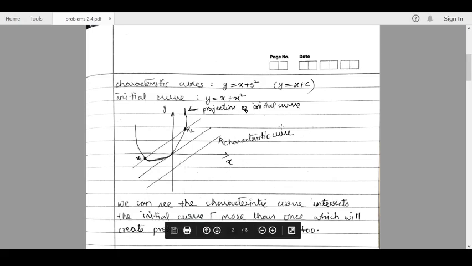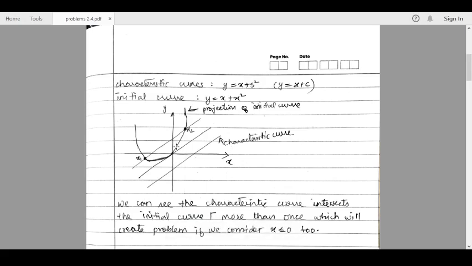Now we see that the projection of the initial curve and the projection of the characteristic curves intersect at more than one point, because if you consider this characteristic curve, it intersects the initial curve at x2 as well as at x1. But here we have considered the region in which x takes all the values. So x is greater than 0, x equal to 0 and x negative. x can take any value. But in the last problem we see that x was greater than 0.